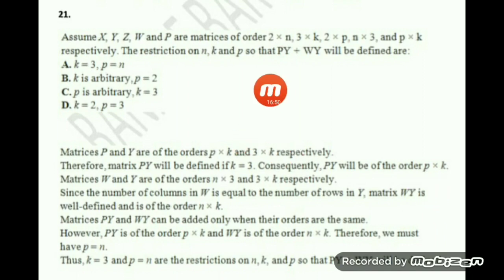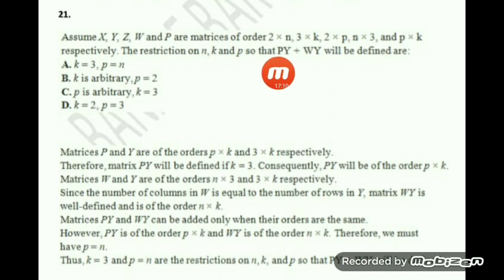Now after that let us find the order of wy. What is the order of w? Write the order of w and the order of y. Then the product will exist only when the number of columns of w is equal to the number of rows of y. 3 and 3 are equal, so the order of the wy product will be n by k.